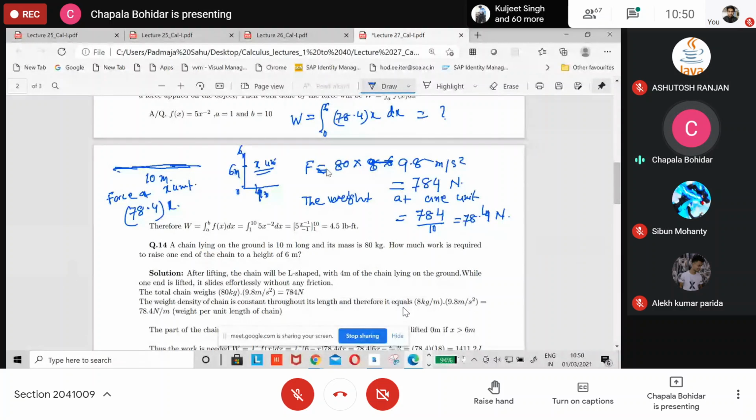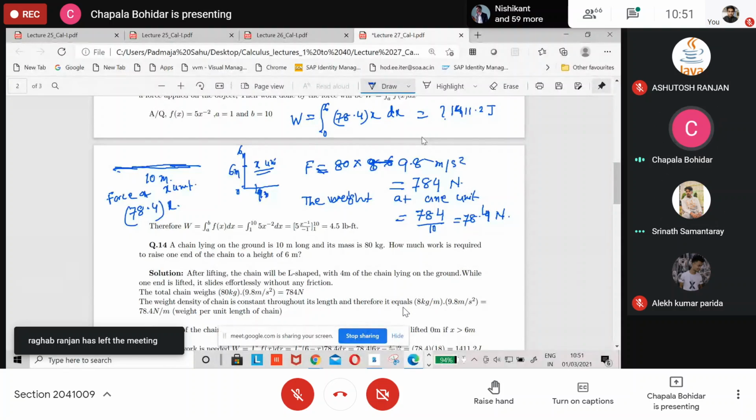It is solved here in a different way, it is easy to solve. Ma'am, 1411.2. Yes, very good. 1411.2, the work done, that is in joules. Okay, the unit you have to write down.